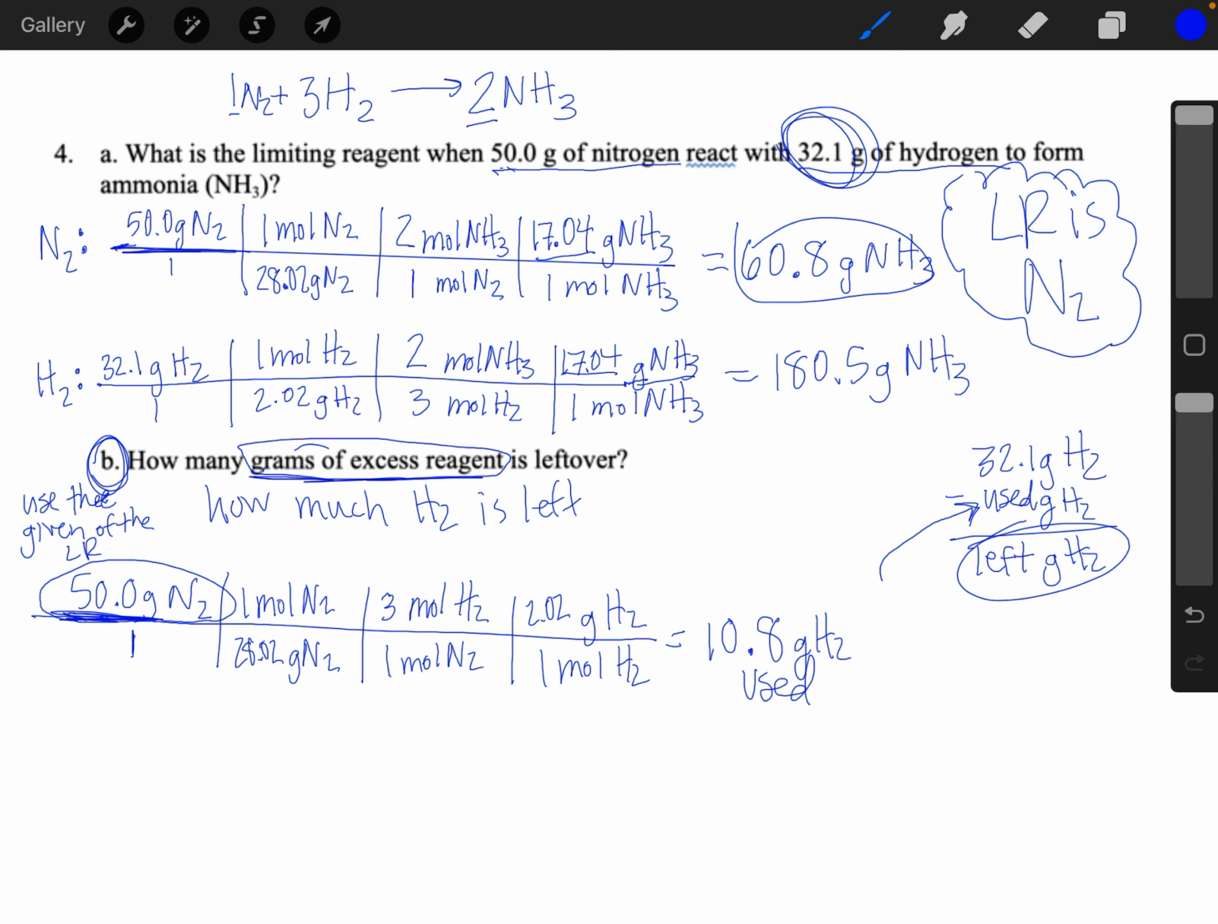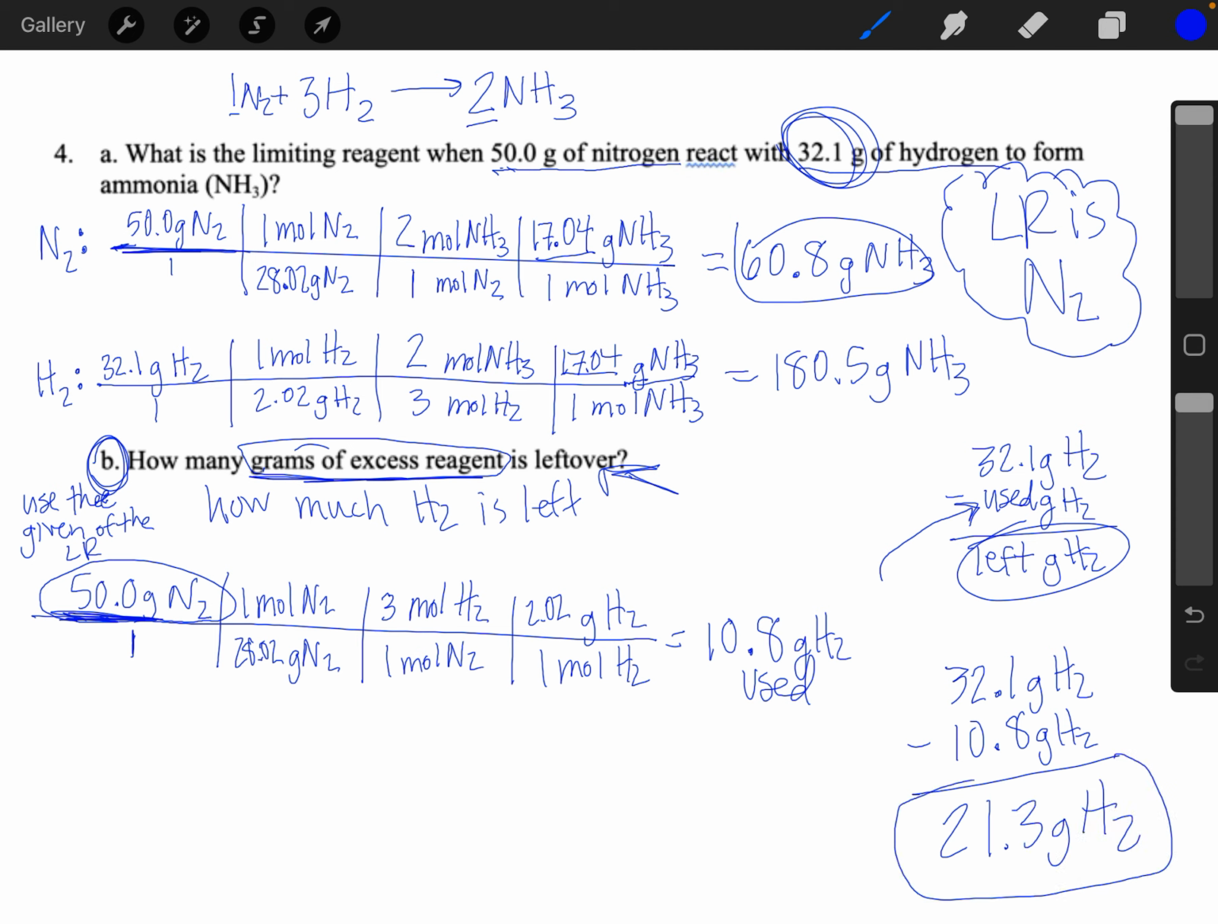But that is not our answer. We're looking for the leftover. So we take how much we started with, 32.1 grams of hydrogen, and subtract what we used, 10.8 grams of hydrogen. Putting 32.1 minus 10.8 into the calculator, I get 21.3 grams of hydrogen just sitting there in the test tube waiting to react, because we used all of the limiting reagent. Hopefully this helps you.